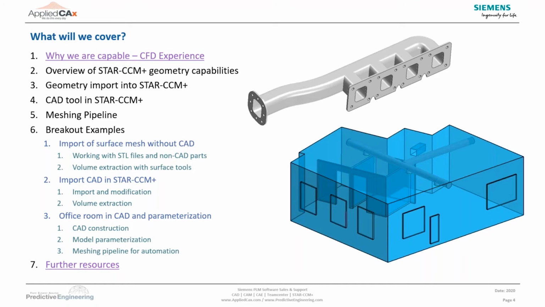And then we've got about 3 breakout examples to look at: how to deal with some simple geometry where one might only have surface mesh information that lacks any CAD data, and how to bring in a CAD part and do some quick manipulations on that. And then our last item is our office room at Applied CAX.